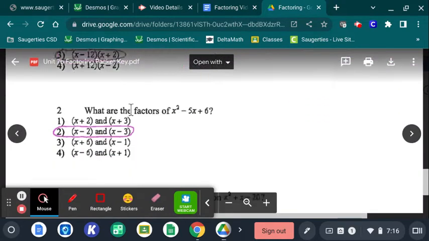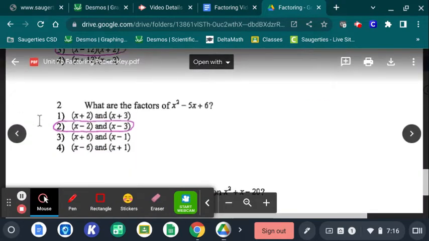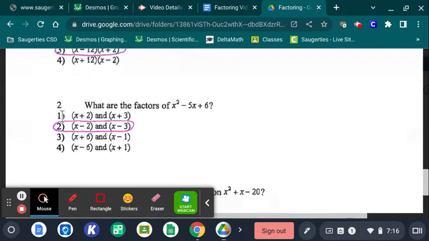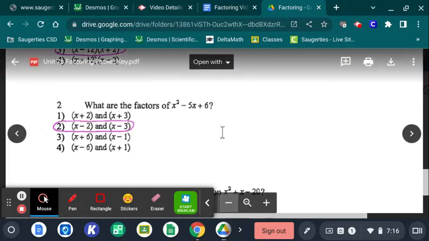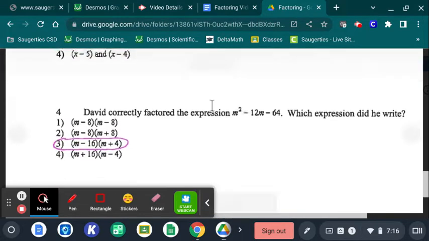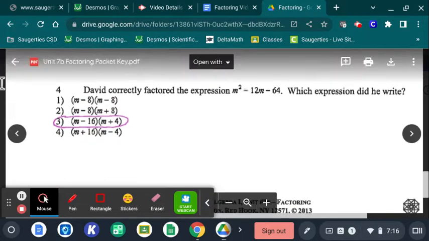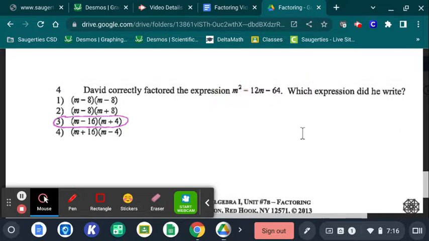One thing for number 2, it says the word and. It just means those two are touching each other. Another thing I want to point out before you work on this, look at number 4. It says David correctly factored this expression right here. Which expression did he write? See how there's M's? Just type in the letter X.